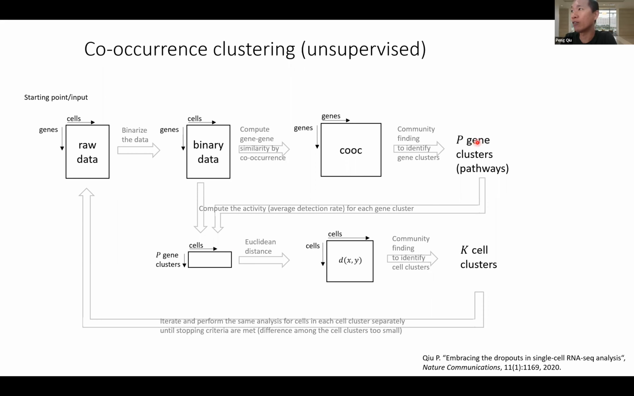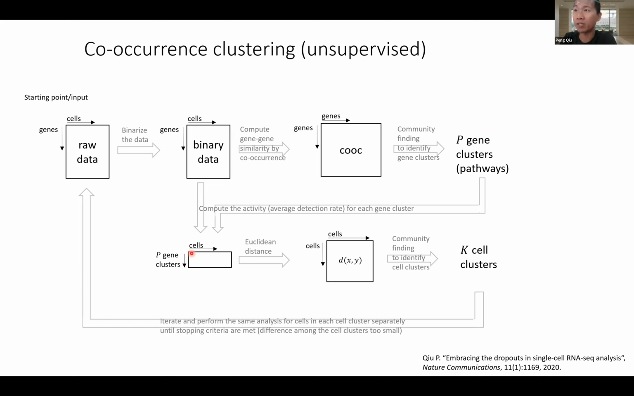So for example, if a gene pathway contains 100 genes, then in cell number 1, 90 of these 100 genes are detected according to the binary version of the data. Then we'll put a 0.9 here because this gene pathway of 100 genes has an activity level detected of 90%. And if in another cell only one of these 100 genes is detected, then we have a 1% in here.